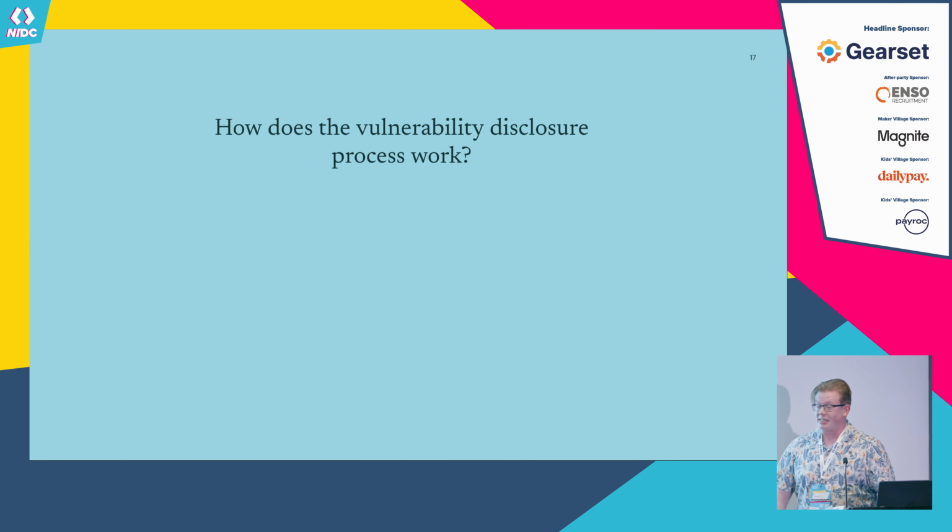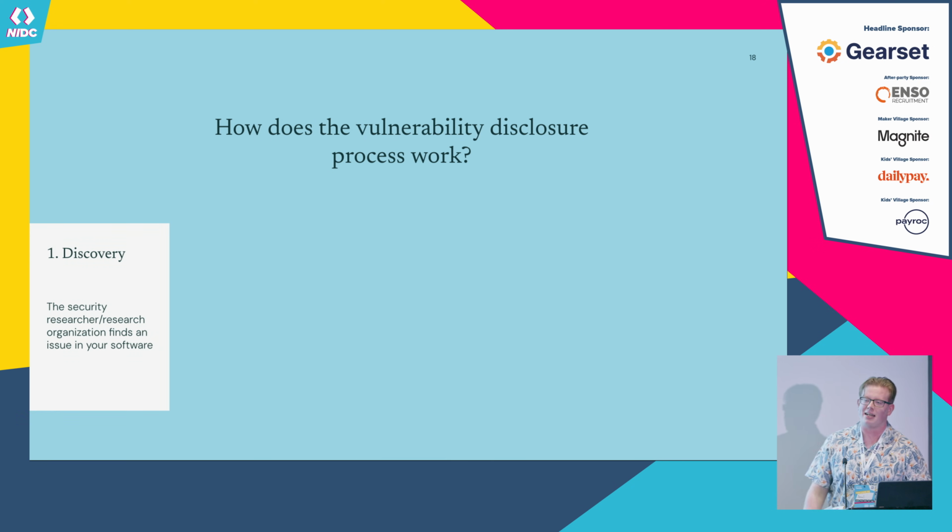So how does this vulnerability disclosure process work? Everybody gives a different thing for this. This is mine. This is just my breakdown of it overall. It's a broad topic, so some stuff will fall outside of this. But the first step's always the same. Somebody finds an issue in one of your products.